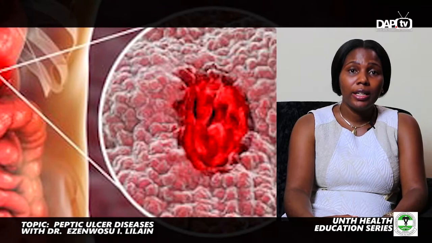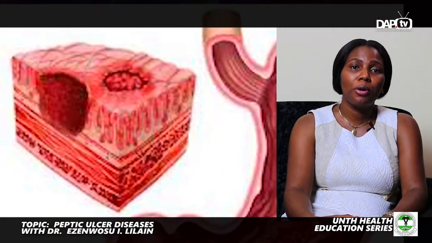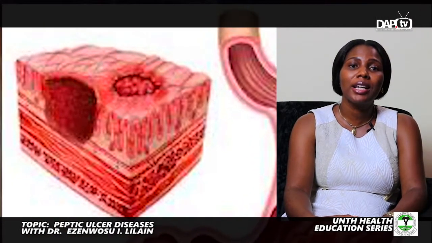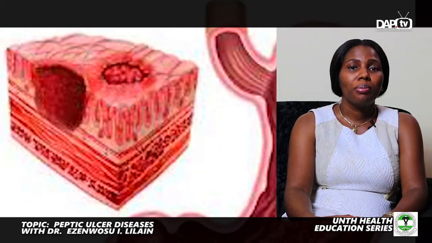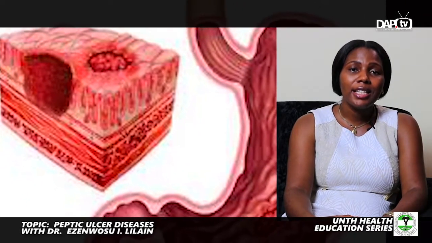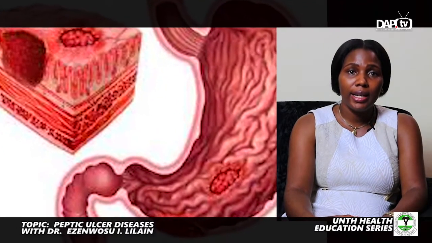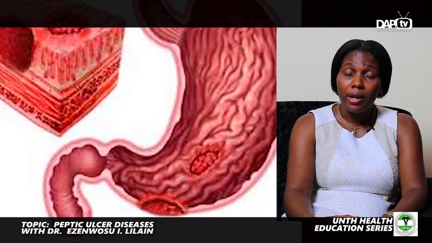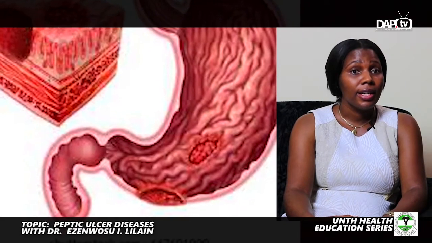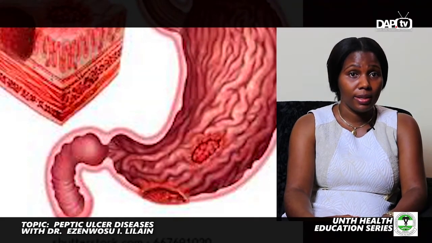I need to explain how the peptic ulcer disease develops. Normally in the body, the mucosal layer protects the stomach and the intestine from the gastric acids. But when there is excess secretion of the gastric acid, or there is damage of the mucosal layer that protects the stomach and the intestinal layer, it leads to peptic ulcer disease.